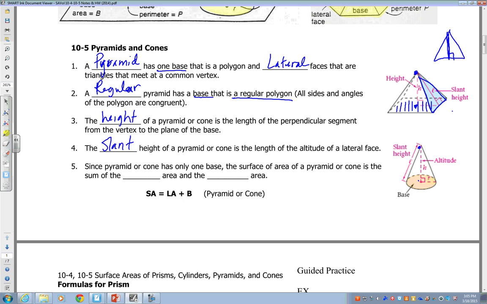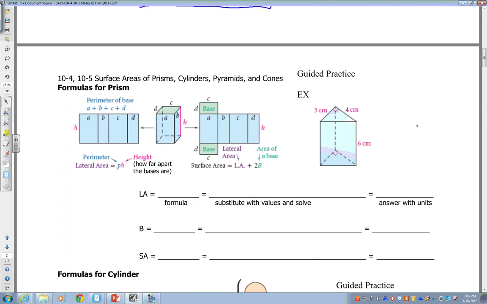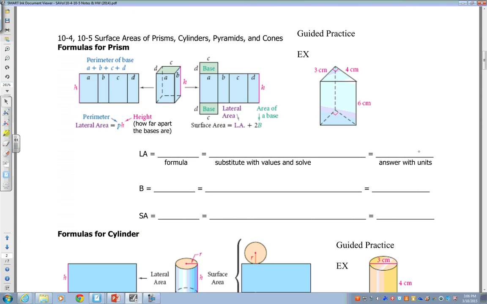Now, when we look at the surface area of a pyramid or cone, it is the sum of the lateral area and the base area. Okay? And this is the formula that we're going to use for pyramid or cone. Lateral area plus the base area. All right, now we're going to look at pretty much how the surface area is broken up into pieces.